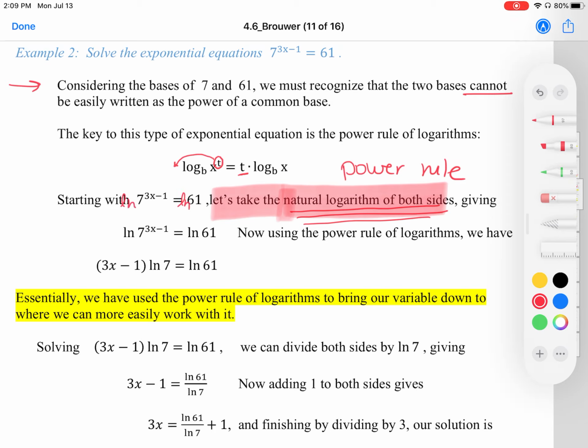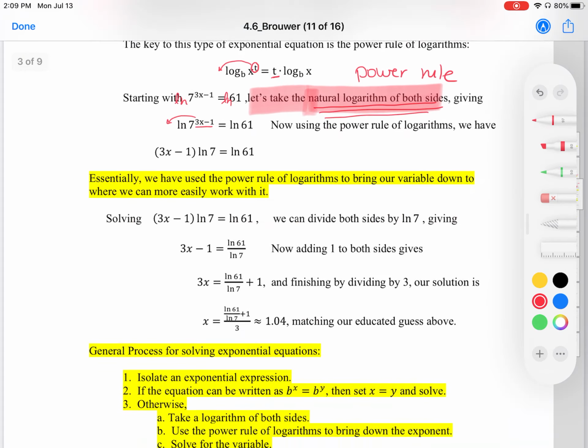And by doing so, I can go ahead and now take my exponent and bring it forward. And that makes it easier because I no longer have an x in the exponent's place. So I have 3x minus 1 times ln of 7 equals ln of 61. Essentially, we have used the power rule of logarithms to bring our variable down to where we can more easily work with it.